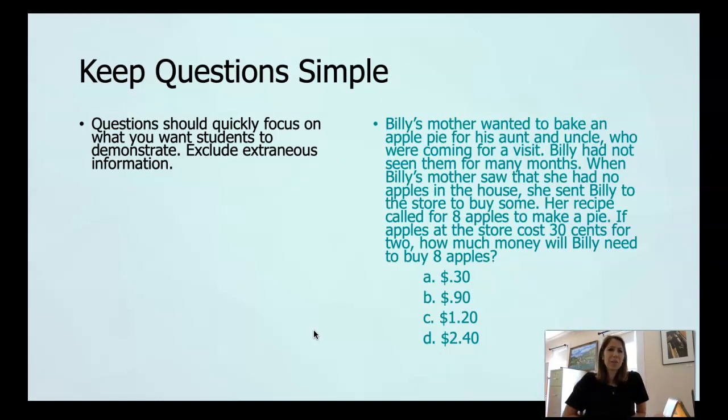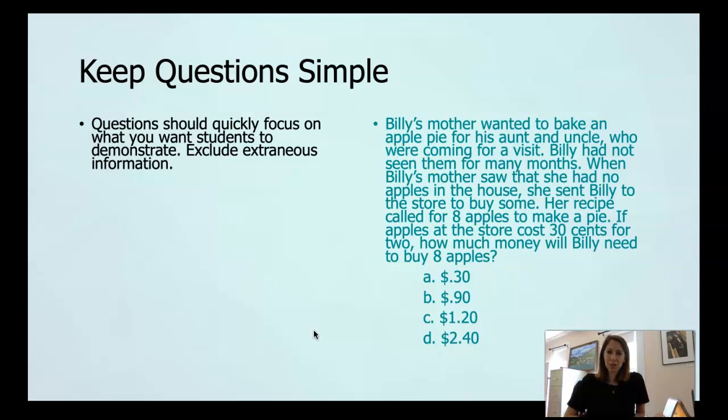We also want to keep our questions as simple as possible. We want our students to be able to quickly figure out what it is that we're asking them, and we don't want to include a lot of extraneous or extra information that could potentially confuse them. I'd encourage you to actually pause this video and read the word problem that I posted here. There's a lot of information that we don't really need to have in order to answer the question. The question is really asking how much Billy needs to spend to buy 8 apples, and we're given how much apples cost.